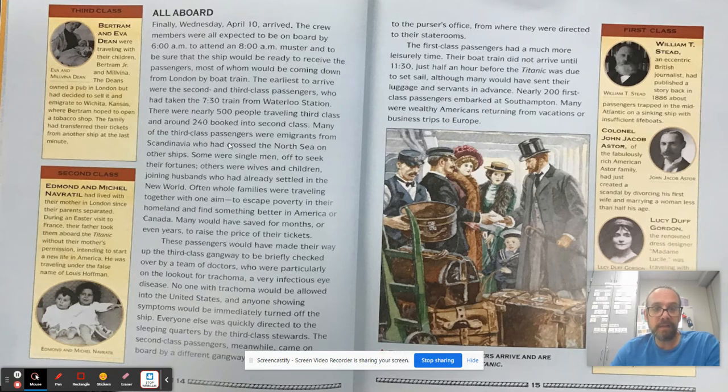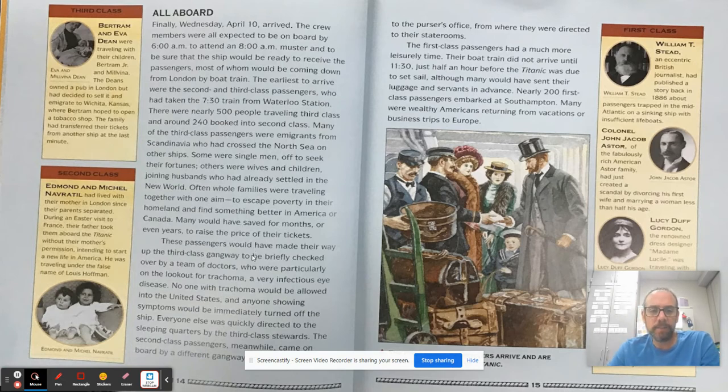And then it tells you a little bit about who the people in third class were. It tells you that the passengers were immigrants from Scandinavia. They were off to seek fortunes. Some were just wives and children joining husbands in the New World. And then whole families were traveling to try to make better lives for themselves. And they may have spent months, or even years, trying to raise the funds to go on this trip.